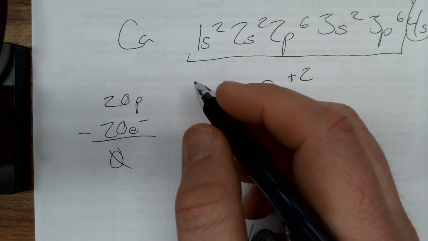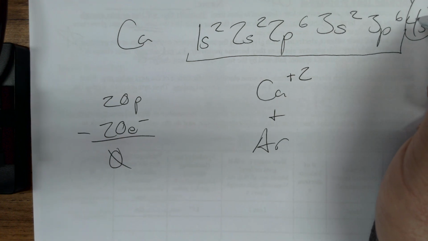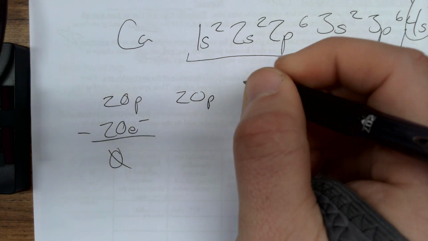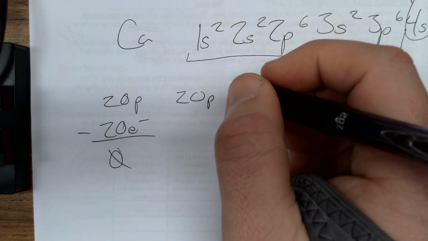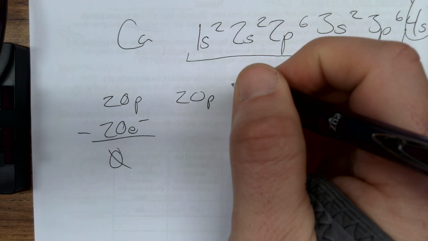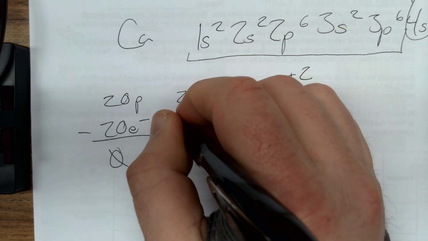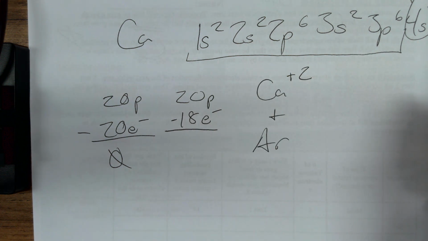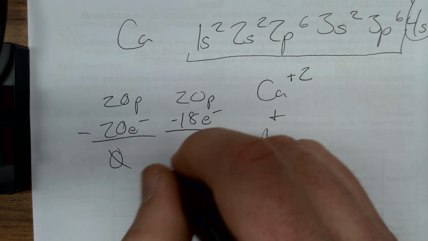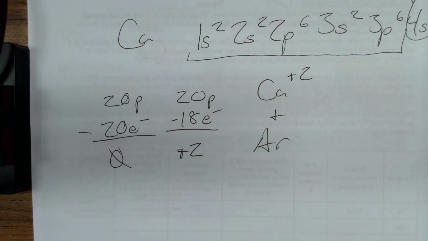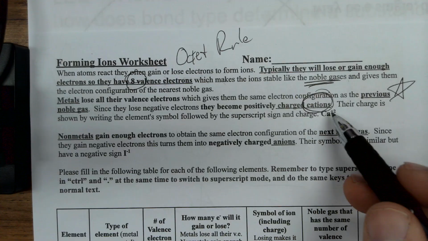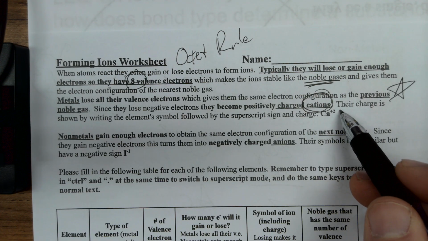There's no charge. If I lose these 2 electrons, I still keep 20 protons, right? Because my number of protons identifies what element I'm looking at. Minus 18 electrons gives me what? Positive 2 or negative 2? Positive 2. So, when we look at our calcium plus 2.